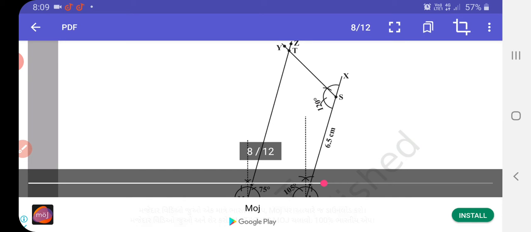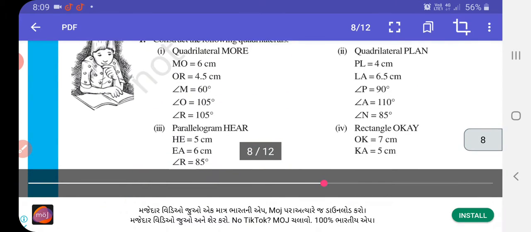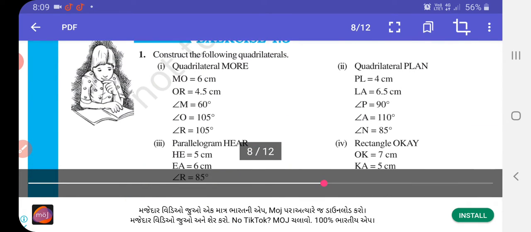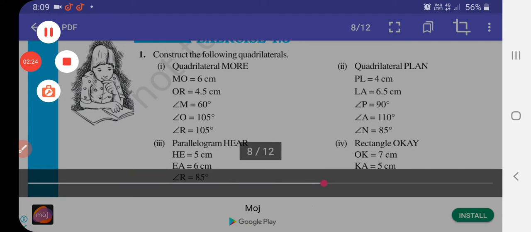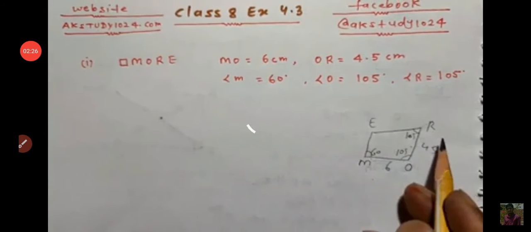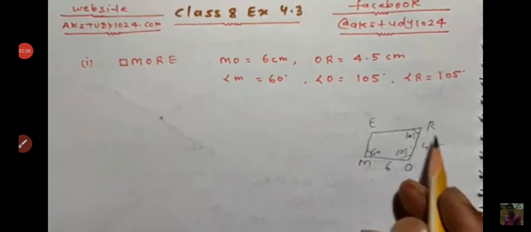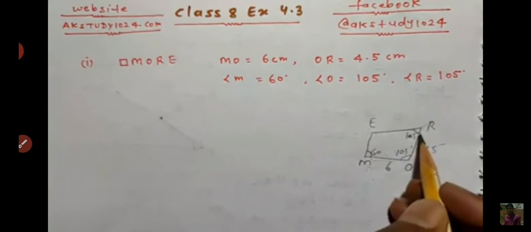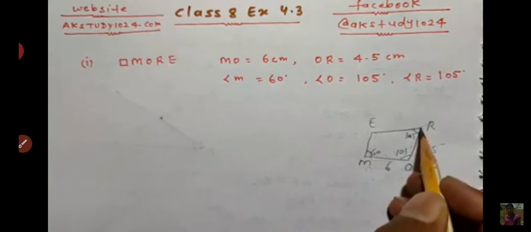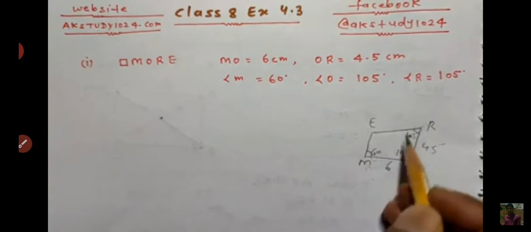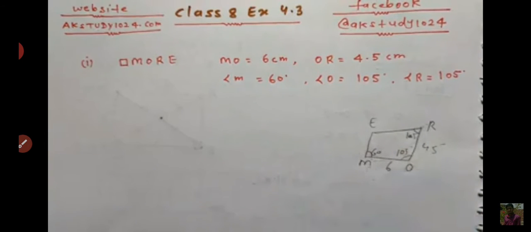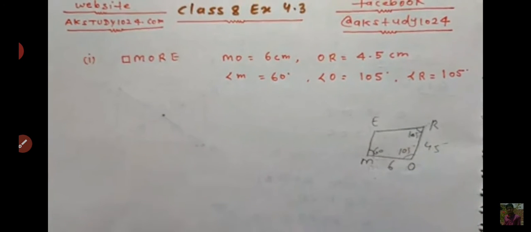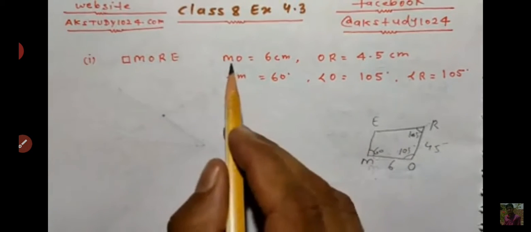Now let's see how to construct if a question is given. Our question is Exercise 4.3, question number 1. Let's construct this question. You have to construct a quadrilateral MORE where MO and OR are given, and angle M and angle R are given. Now first draw a rough sketch.